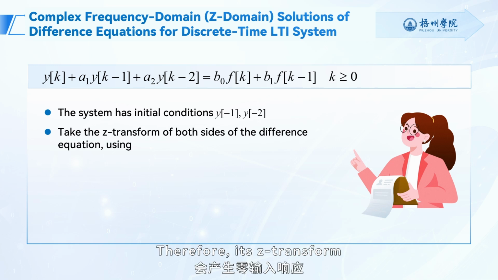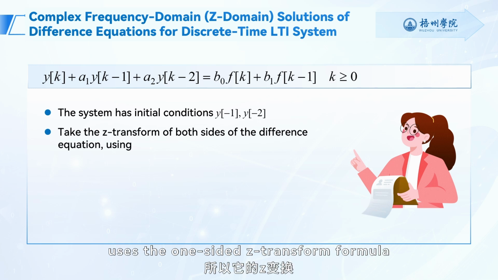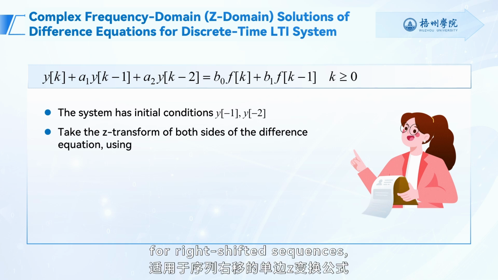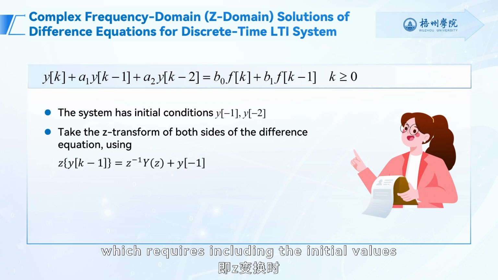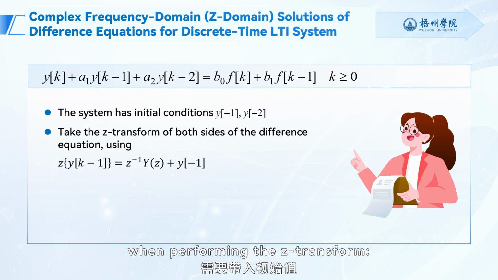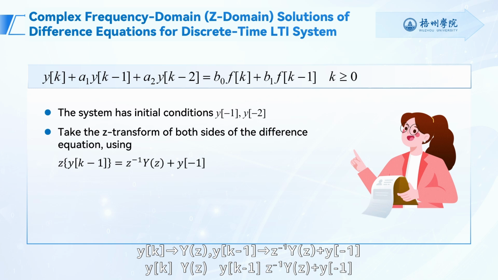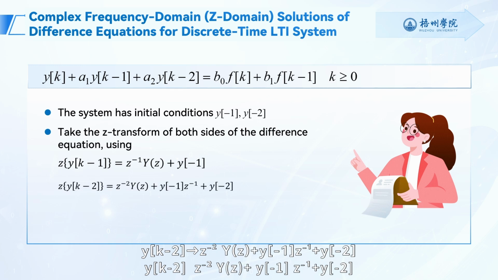Therefore, its Z-transform uses the one-sided Z-transform formula for right-shifted sequences, which requires including the initial values when performing the Z-transform. y of k maps to capital Y of z. y of k minus 1 maps to z to the power minus 1 times capital Y of z, plus y of minus 1. y of k minus 2 maps to z to the power minus 2 times capital Y of z, plus y of minus 1 times z to the power minus 1, plus y of minus 2.